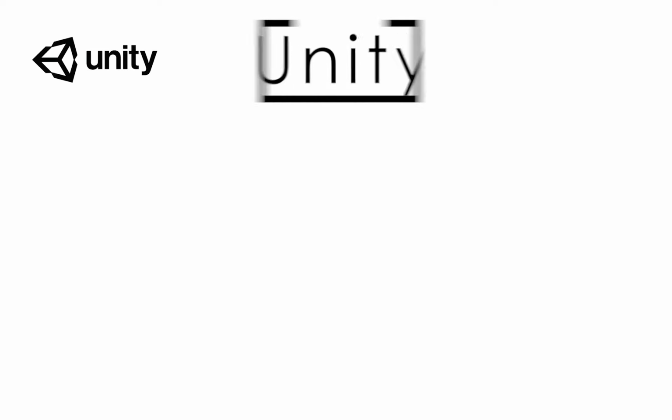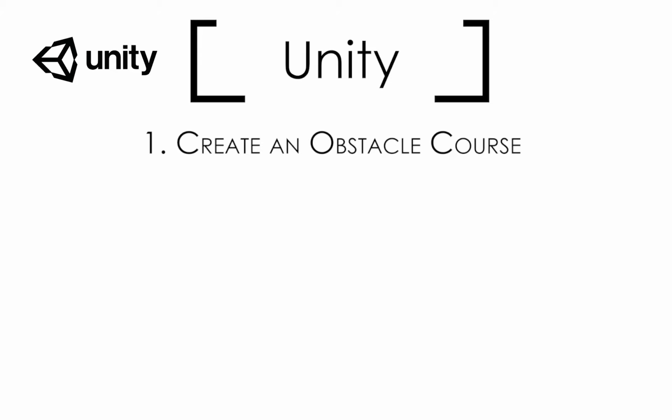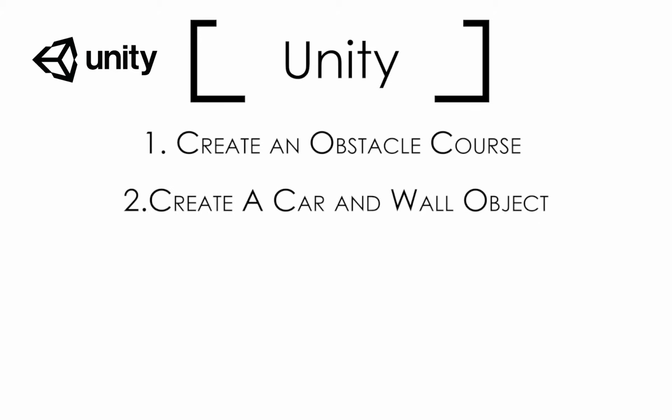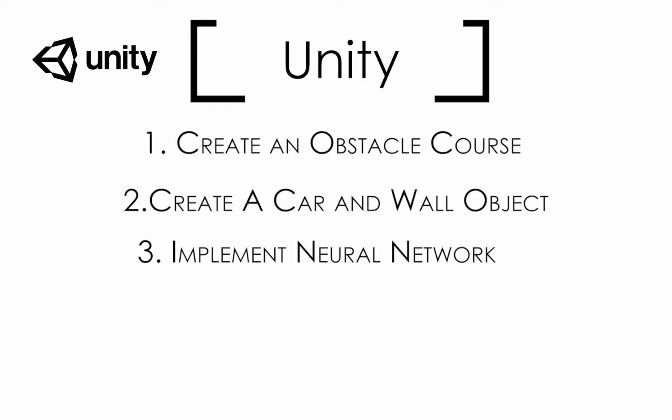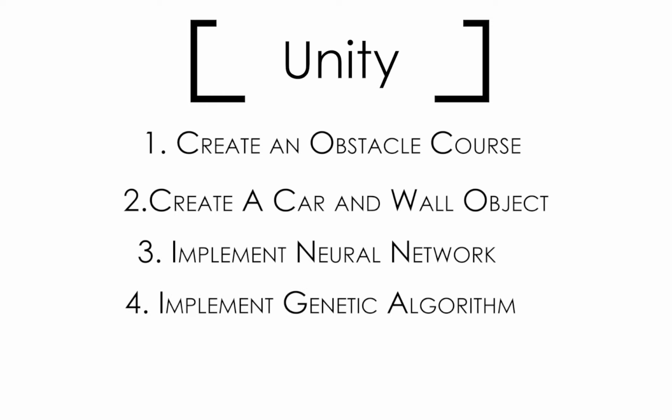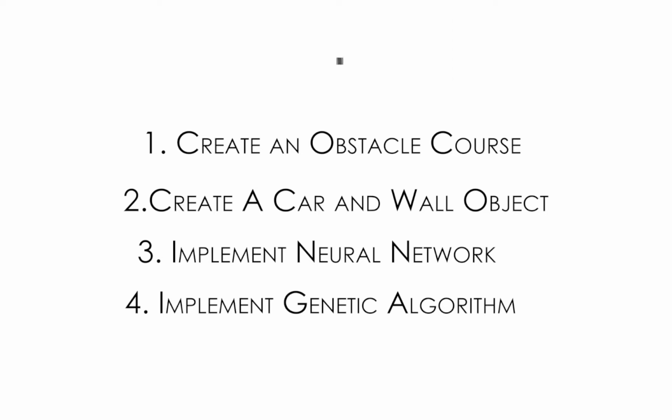So let's explore a bit of Unity. Let's outline some of our objectives and look at how we can achieve them. First, we want to create an obstacle course. Second, create 2 objects, a wall and a car, and assign them their respective properties. Third, we want to implement our neural network with our cars. And fourth, we want to implement a genetic algorithm so that our cars can evolve. Now that we have a general overview, we just need to figure out how to use Unity to achieve these goals.